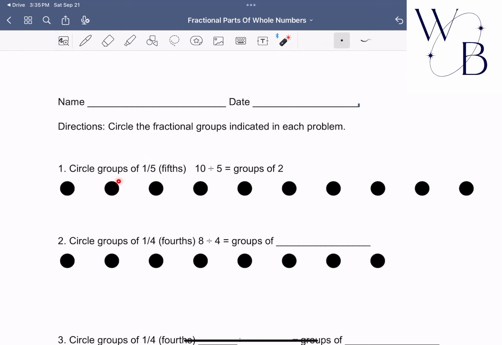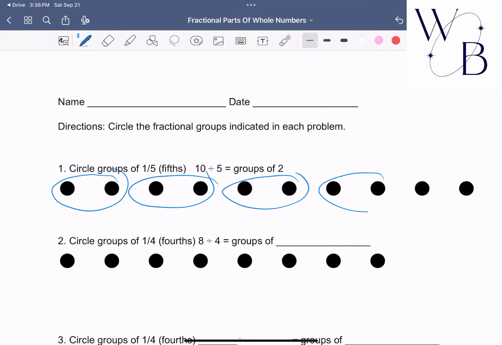We have 1, 2, 3, 4, 5, 6, 7, 8, 9. We have 10 circles. And since we're making fifths, we have to divide by 5. So 10 divided by 5 equals groups of 2. So I'm going to circle my groups of 2. So that means 2 is 1/5 of 10.